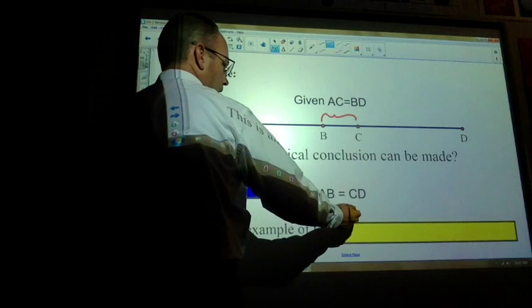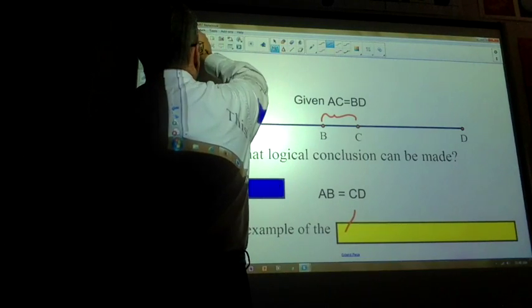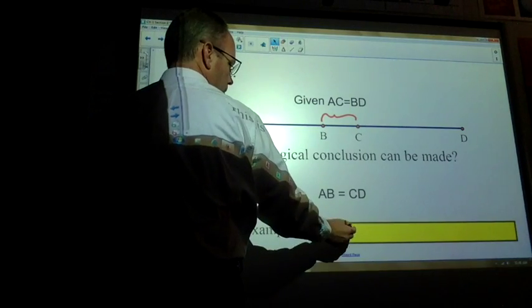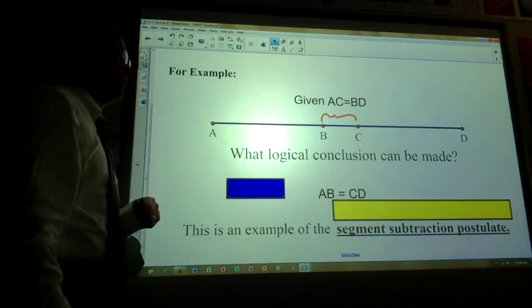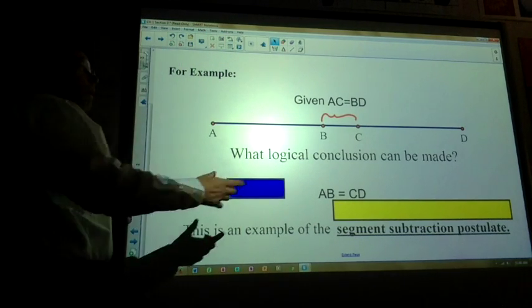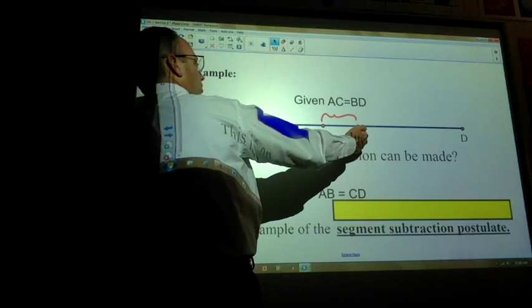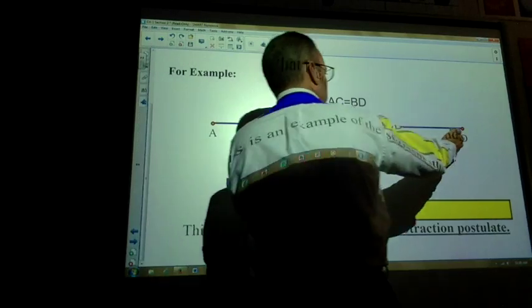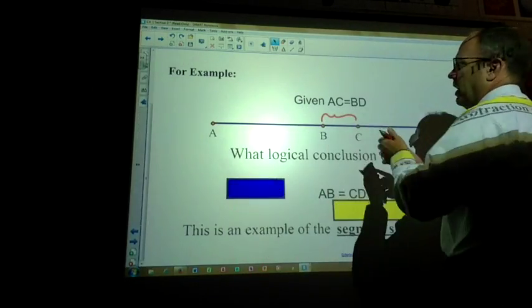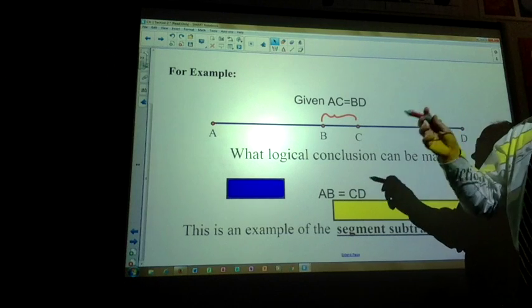This is the example of the segment subtraction postulate. So you're taking away, you already are told this equals this. So if this is 10 and that's 10, if I take 3 away from both, you get 7 equals 7.